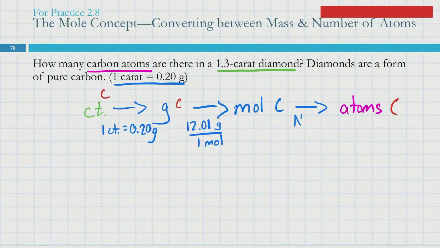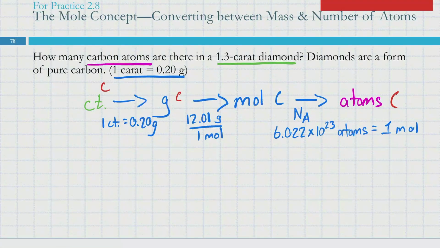And then to get from moles to atoms, what do we use? Avogadro's number. Avogadro's number is often shortened N subscript A. So that's 6.022 times 10 to the 23. What's the unit that goes with Avogadro's number? Atoms. And that's equal to 1 mole. So we've got the setup. We just need to make some conversion factors and possibly flip some conversion factors.